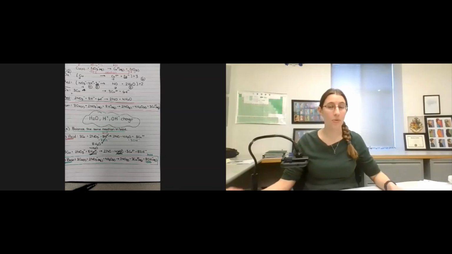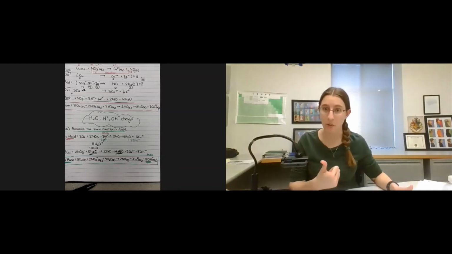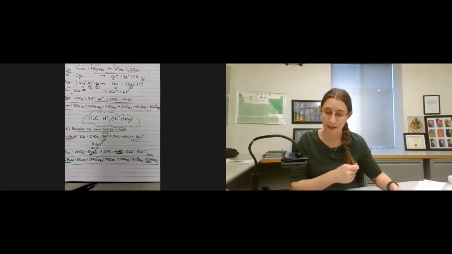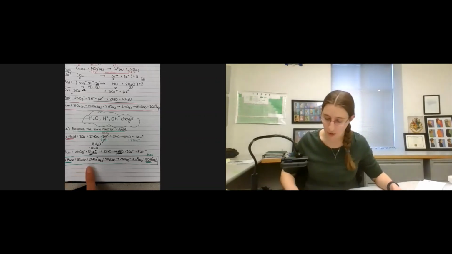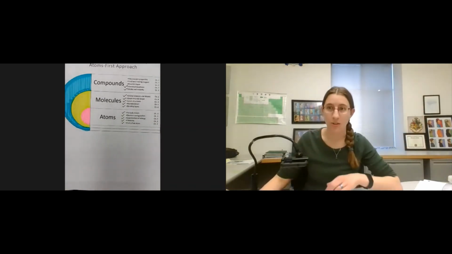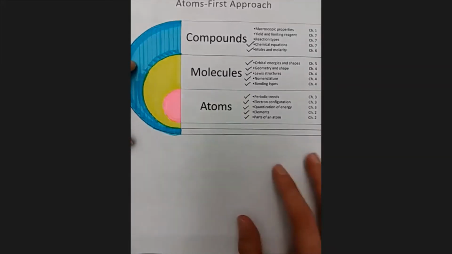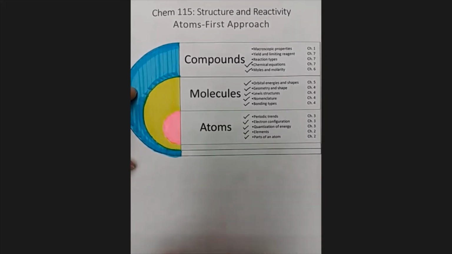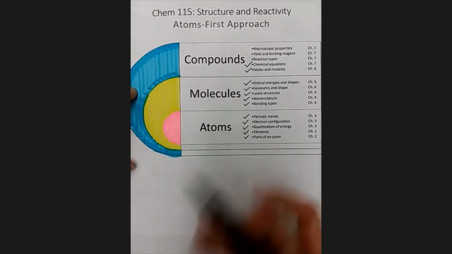So we now know 3 ways to balance a reaction. We have the normal way, balancing a molecular equation. We have the special case for a net ionic equation when we can eliminate those duplicate ions on each side, those spectator ions. And we have a special way for redox that helps us to make sure we've balanced the charge on both sides. And so now we have learned all about the 3 reaction types. So we can go ahead and check off reaction types in our atoms first approach.